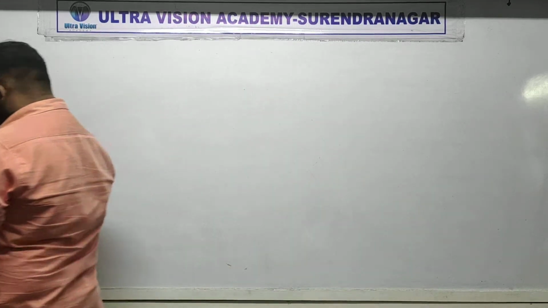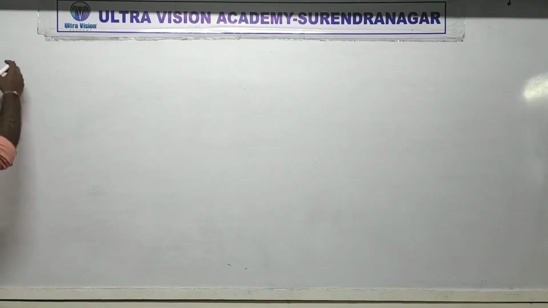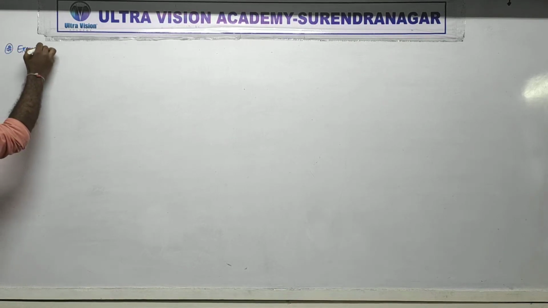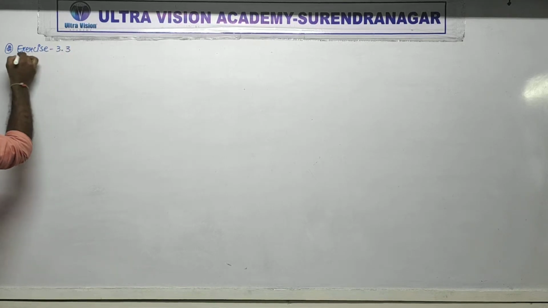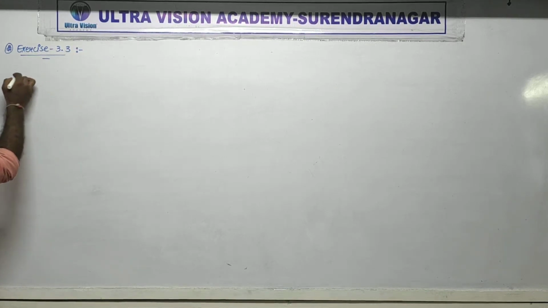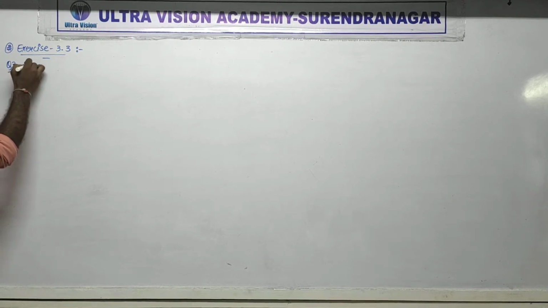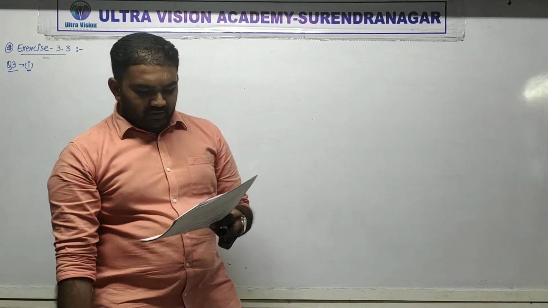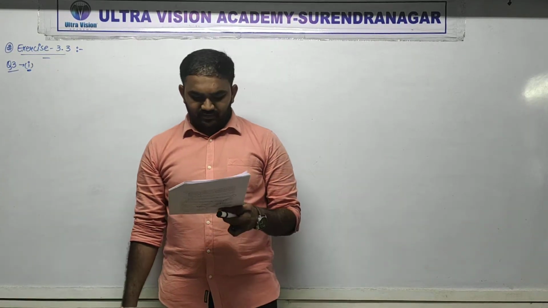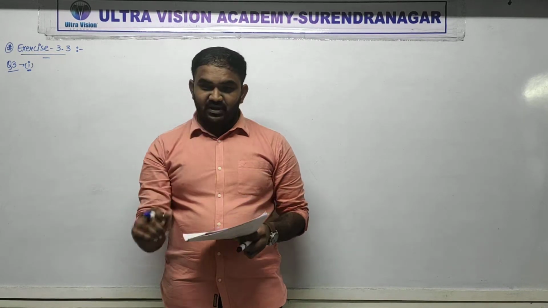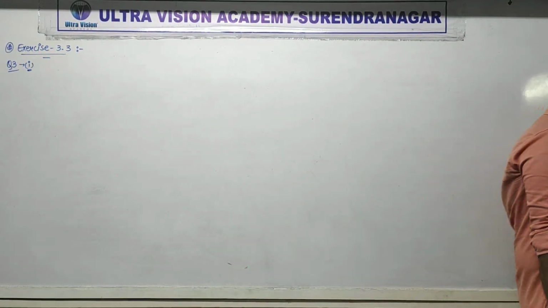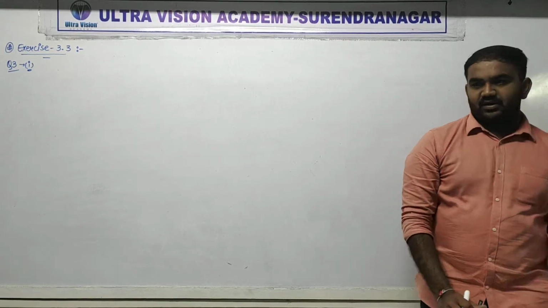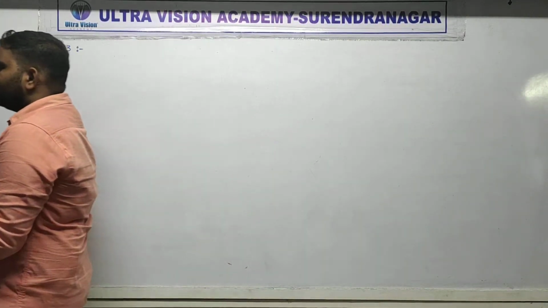Okay. Let us solve the third question of the exercise 3.3. The question says the difference between two numbers is 26 and one number is 3 times the other. Find it.